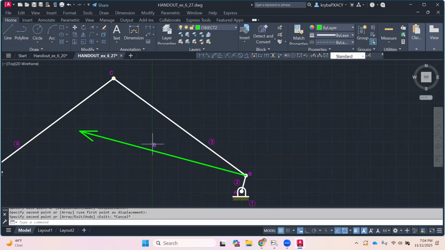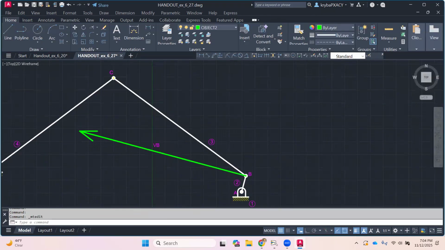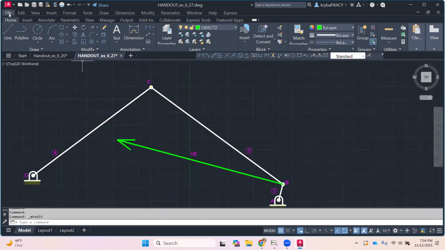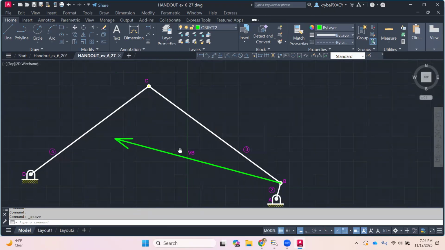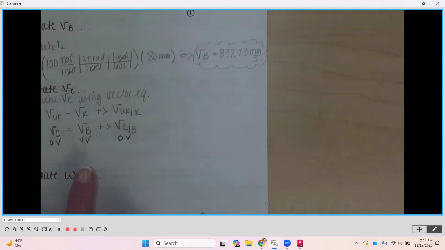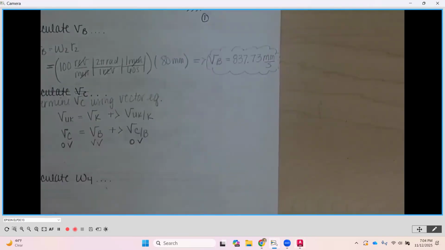And I'm going to label this the velocity of B. Okay? So this is the velocity of B. I'm going to do a quick save. All right. So that's my velocity of B. Then I'm going to put in the velocity of C relative to B.